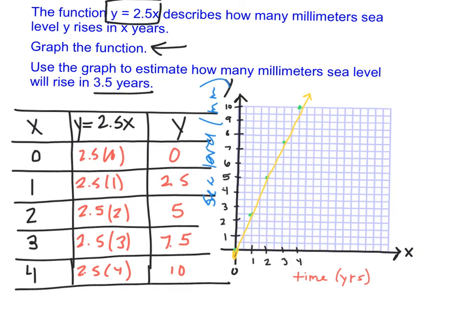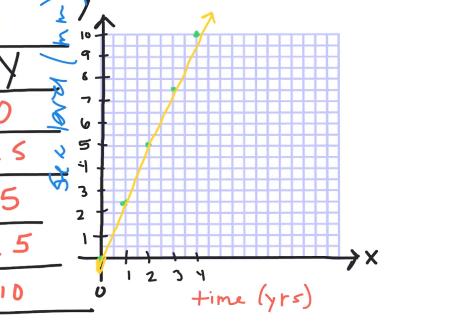So we did that. Now we're going to use the graph to estimate how many millimeters sea level will rise in 3.5 years. So we want to use our graph for this. We want to go to 3.5 years on the x-axis. So that's 3.5 years right here. We're going to go up to our graph and see where we hit our graph. Right about there. And then we're going to go over and see how many millimeters that is. Looks like it's between 8 and 8.5. So we're going to say 8.25, and we're estimating, and that's okay.